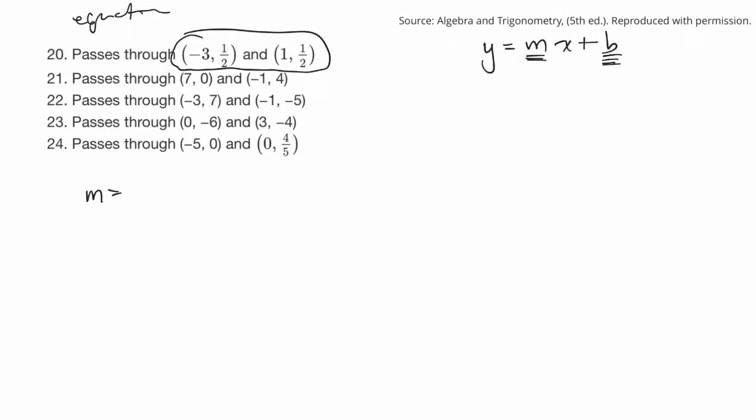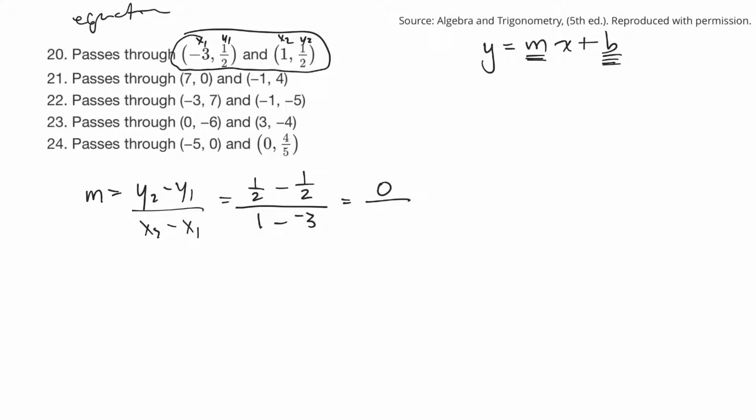I could graph this and from the graph figure out what the slope would be, but it might be easier just to do y2 minus y1 over x2 minus x1. Let's call this x1, y1, x2, and y2. So y2 is a half minus y1, which is also a half. Interesting. Over x2 is 1 minus -3. So a half minus a half would be 0, over 1 minus -3, which is 4.